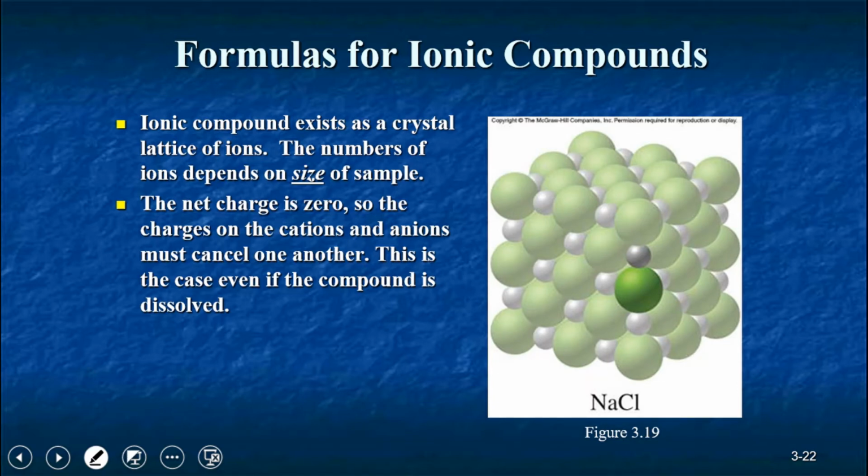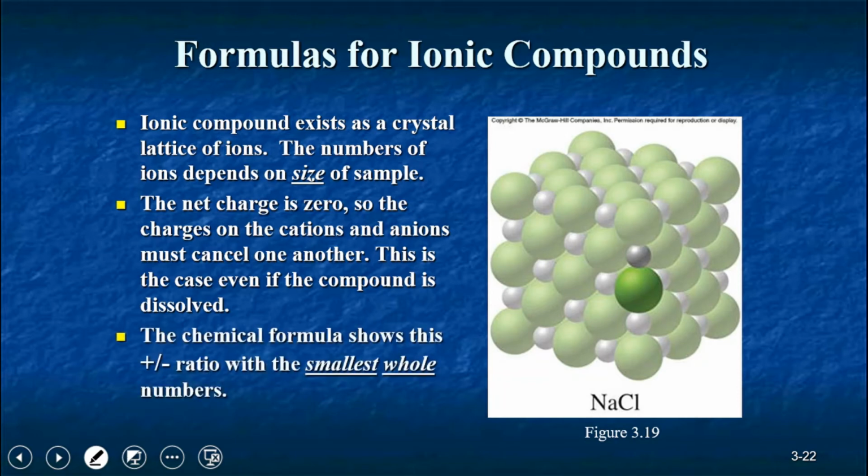So the way the formula is written is so as to represent this ratio of plus to minus charges with the smallest whole numbers. Remember, in the array of the crystal lattice of sodium and chloride ions that we have in salt, we have 1 sodium for every chloride. Therefore, the formula we write is NaCl. In other words, 1 sodium for every chloride. Okay, let's practice here.